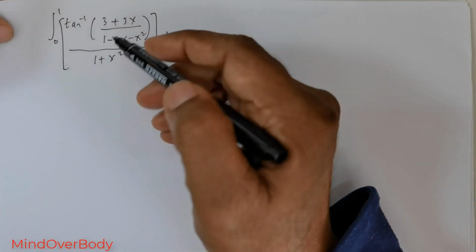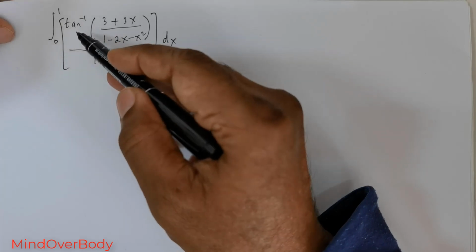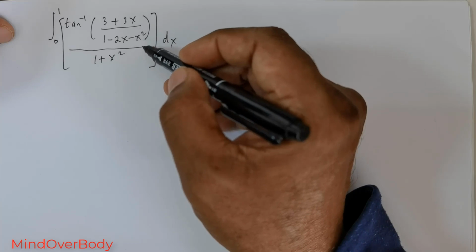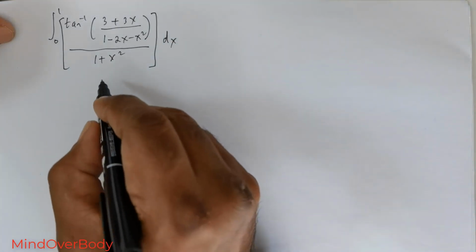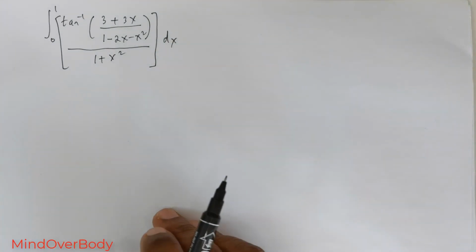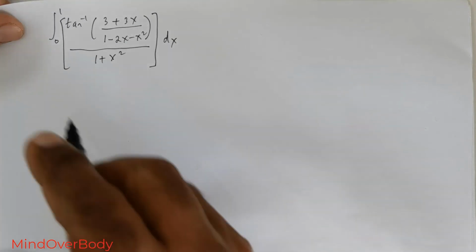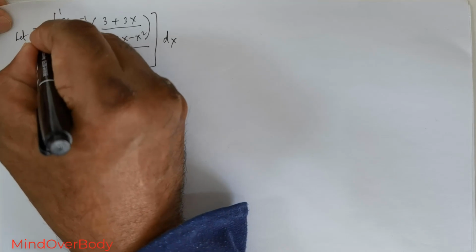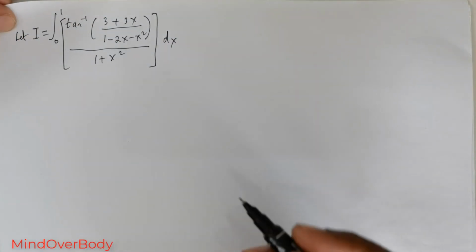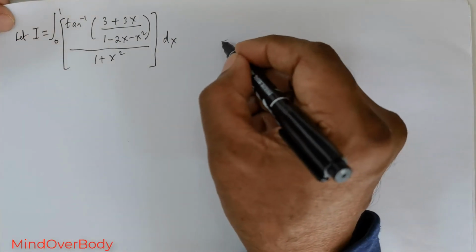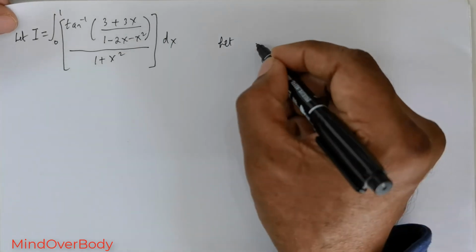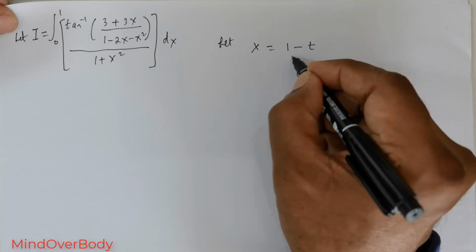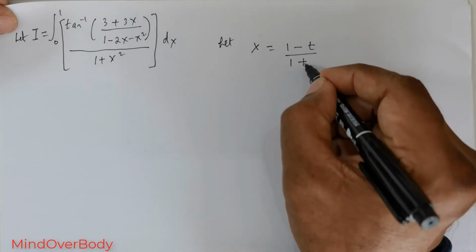We got this beautiful integral from 0 to 1 of tan inverse of (3 + 3x) divided by (1 − 2x − x²), this entire quantity is divided by (1 + x²), times dx. Now what I wish to do is, foremost, let I be equal to this quantity, and then I would like to make the following substitution. Let x be equal to (1 − t) divided by (1 + t).